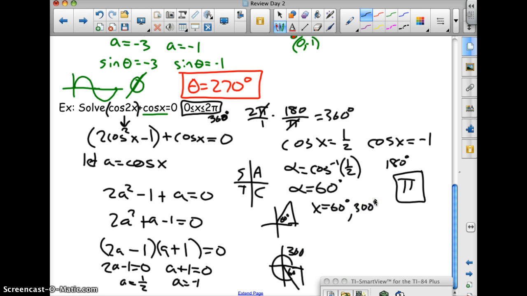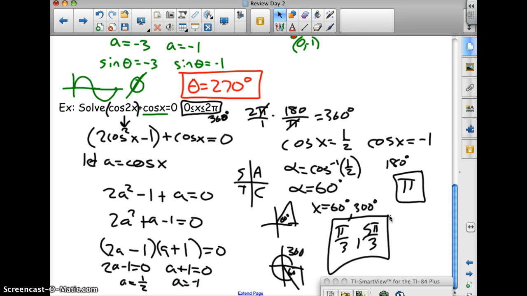Okay, now 60, when you convert that, turns into pi over 3, and this guy turns into 5 pi over 3. Don't forget to convert them back to terms of pi. Okay, thanks.